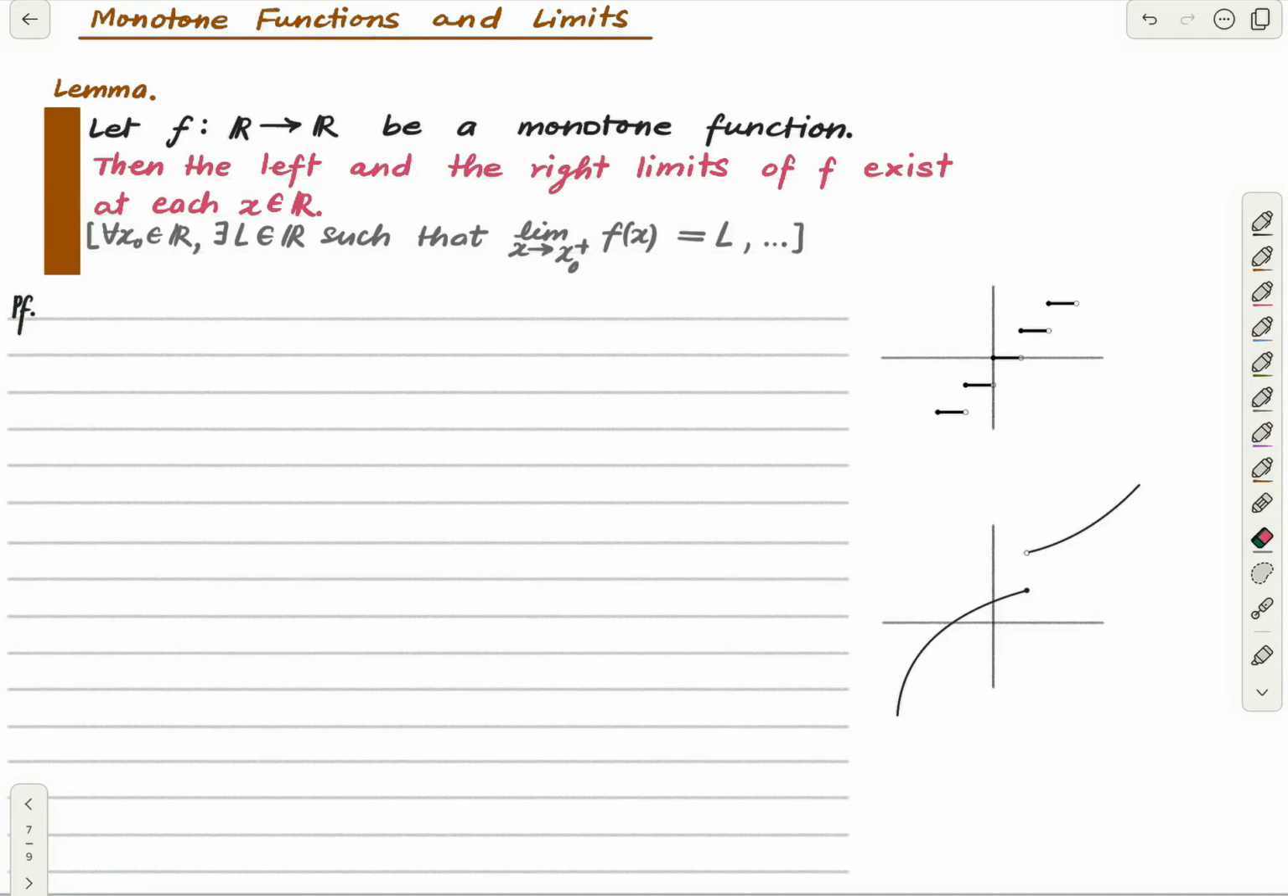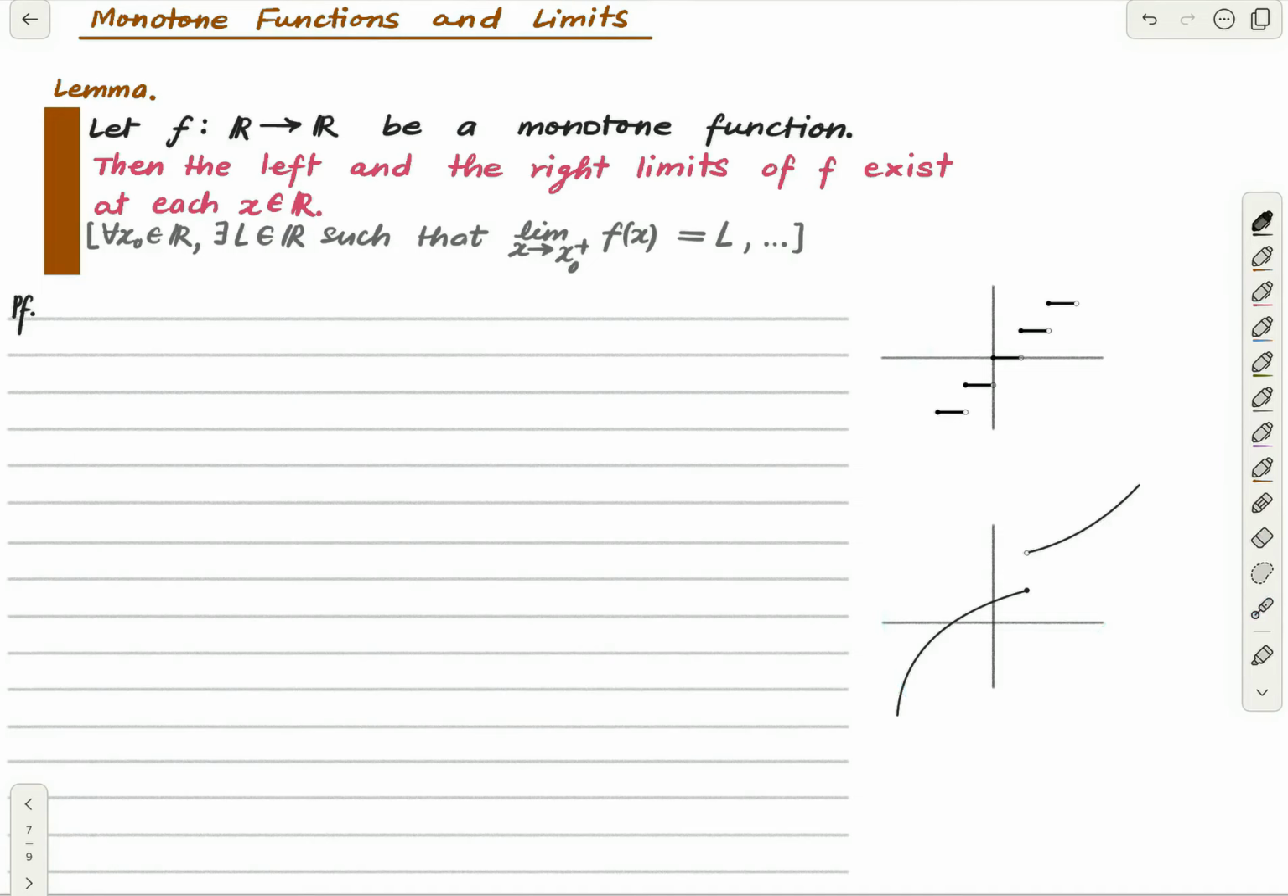Okay, so for monotone functions, right and left limits always exist. That is the point. And the proof is not hard or anything. Take this as an exercise before we discuss the proof in detail. And we will understand the proof by means of these two examples.